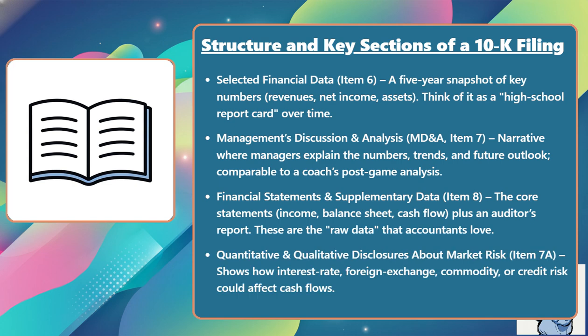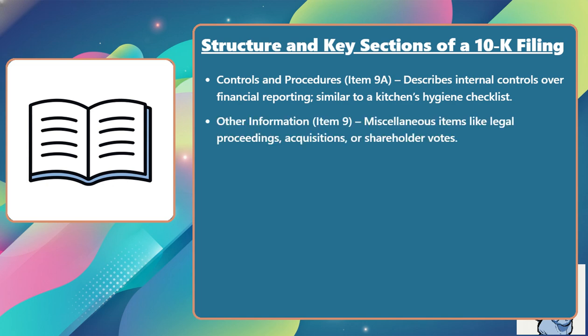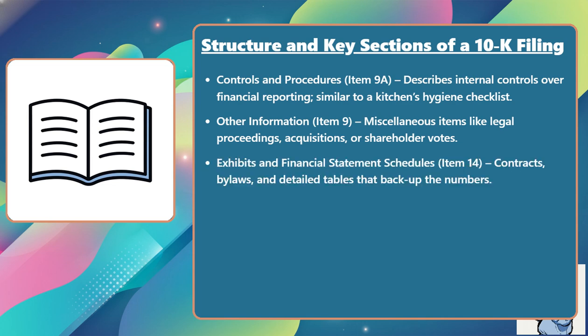Quantitative and Qualitative Disclosures About Market Risk, Item 7A, shows how interest rate, foreign exchange, commodity, or credit risk could affect cash flows. Controls and Procedures, Item 9A, describes internal controls over financial reporting, similar to a kitchen's hygiene checklist. Other Information, Item 9: miscellaneous items like legal proceedings, acquisitions, or shareholder votes. Exhibits and Financial Statement Schedules, Item 14: contracts, bylaws, and detailed tables that back up the numbers.